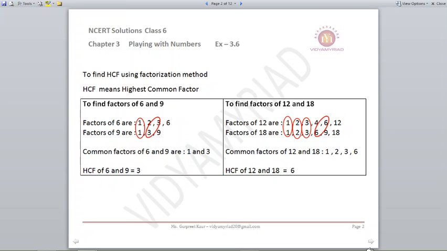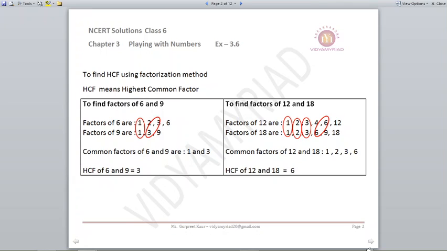Now there are two ways to find it. Let us understand the first method, that is the factorization method. HCF means highest common factor among the pairs. Now we have already learned how to find the factors. If we have to find out the HCF of 6 and 9, first find the factors of 6 and 9 as I have done it. Factors of 6 are 1, 2, 3, 6 and factors of 9 are 1, 3 and 9.